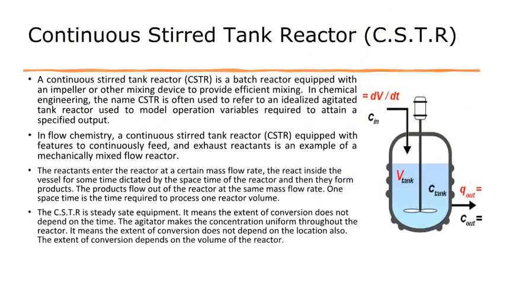Type second is CSTR, and the simple definition of CSTR is a continuous stirred tank reactor. CSTR is a batch reactor equipped with an impeller or other mixing device to provide efficient mixing. In chemical engineering, the name CSTR is often used to refer to an idealized agitated tank reactor used to model operation variables required to attain a specified output. Or in flow chemistry, a continuous stirred tank reactor, CSTR, equipped with features to continuously feed and exhaust reactants, is an example of a mechanically mixed flow reactor.